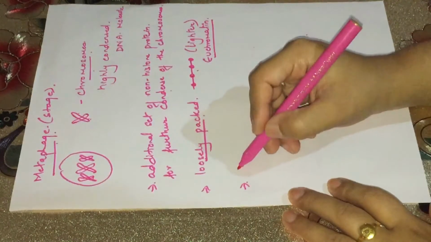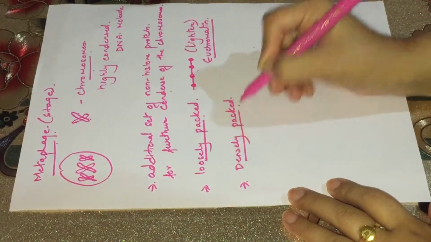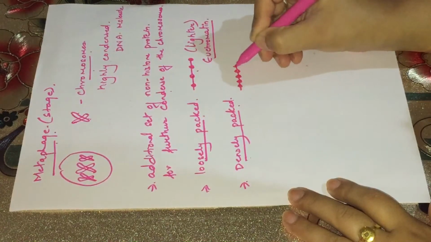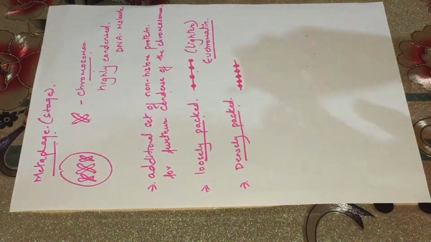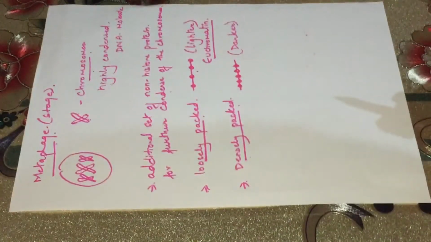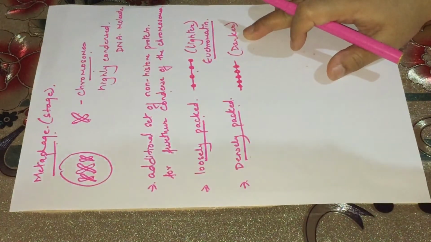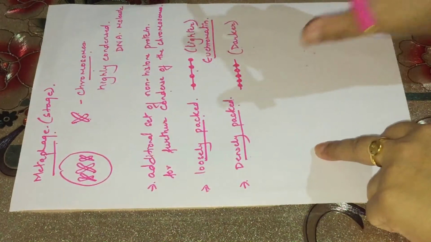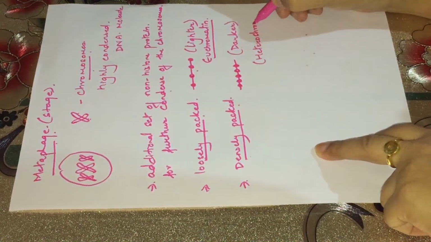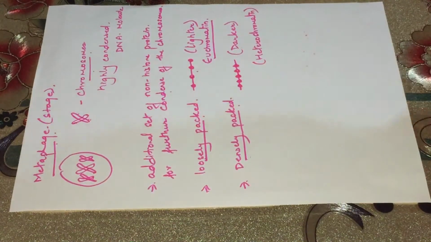Similarly, densely packed regions are also there in the chromatin, which is very densely packed. This region appears darker because it can absorb much of the stain and is visible, and appears darker. This region is called heterochromatin.